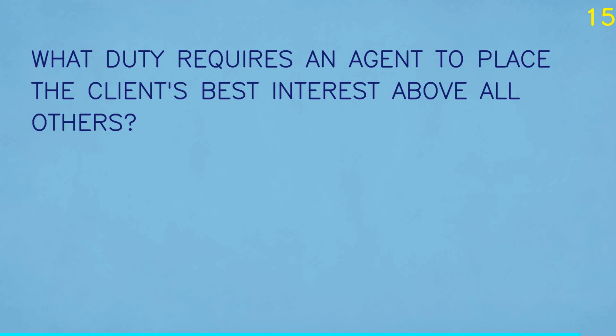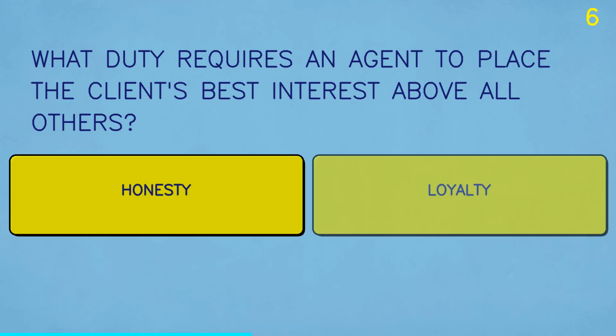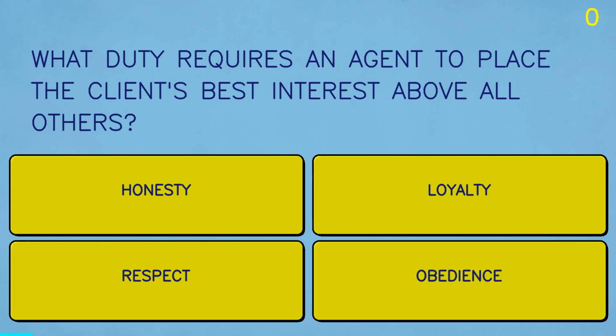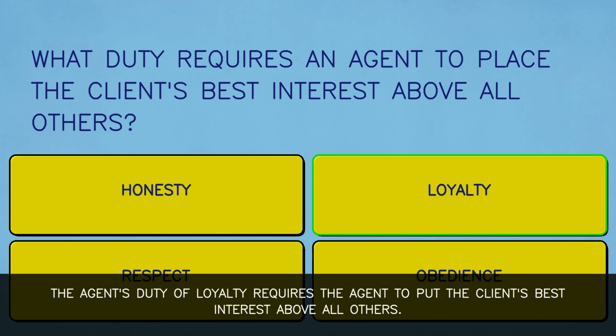Question 9. What duty requires an agent to place the client's best interest above all others? A. Honesty, B. Loyalty, C. Respect, D. Obedience. The correct answer is loyalty. The agent's duty of loyalty requires the agent to put the client's best interest above all others.